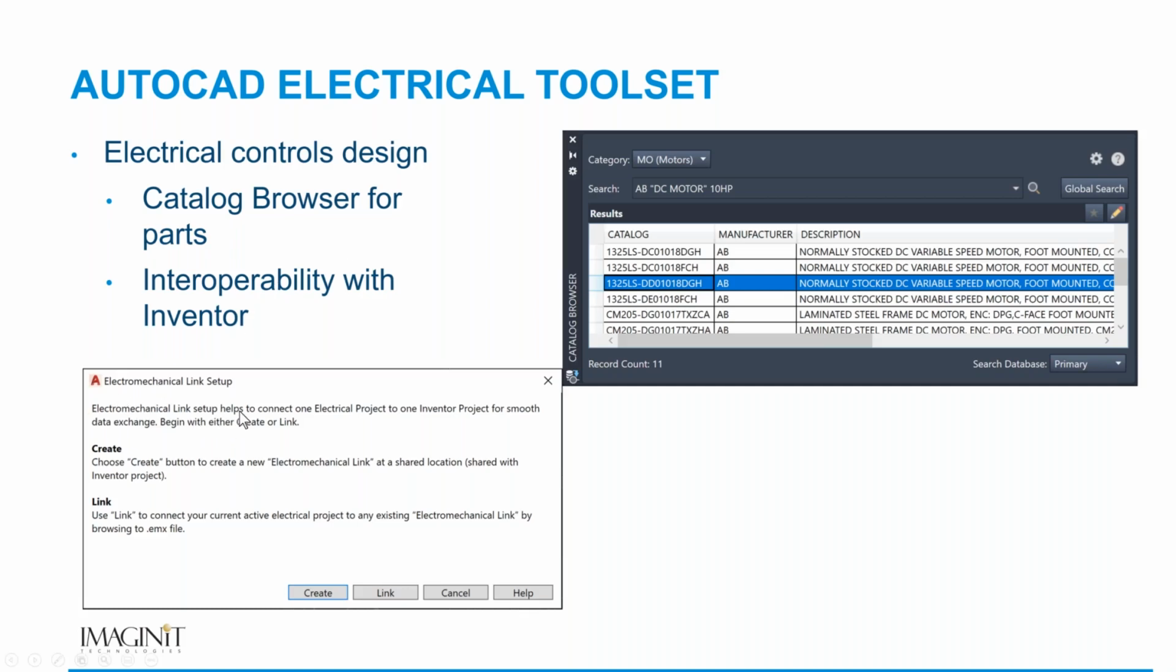And then the electromechanical link helps set up one electrical project to one Inventor project for smooth data exchange. So you can either create or you can link.